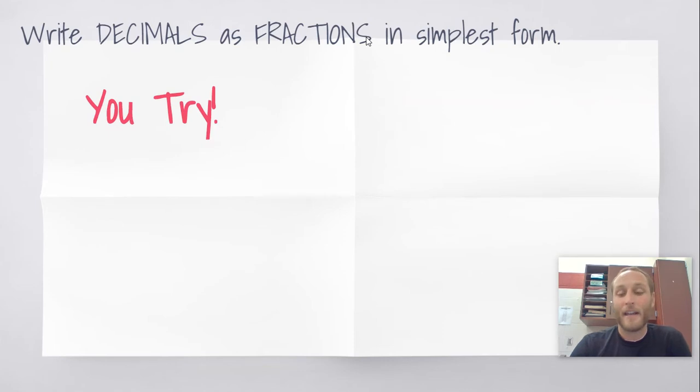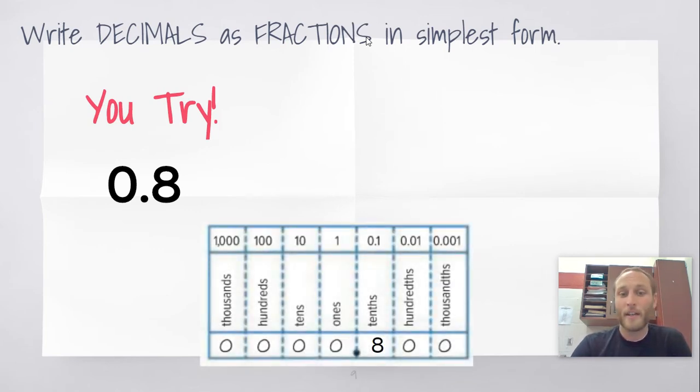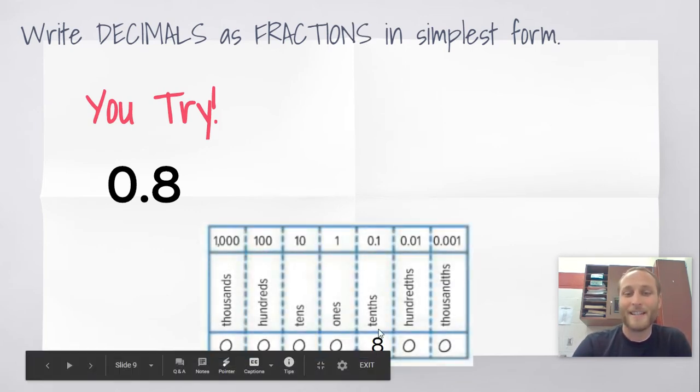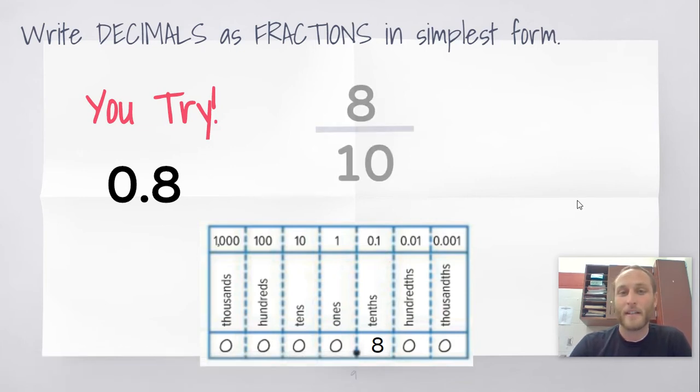All right, now let's have you try one here. So if I were to give you this one, 0.8, you're going to read that as 8/10. So that might help you get started here, 8/10. Okay, if you did this one correctly, you should be looking at your place value chart. You should notice that the 8 is in the tenths spot, so you would read that as 8/10. So if you were to write that as a fraction, you should have put 8/10.